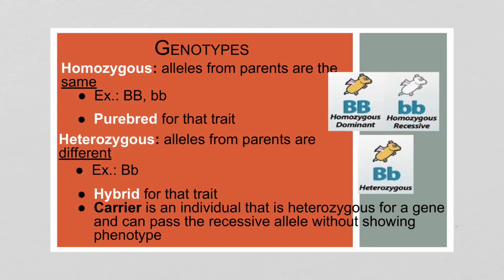The word heterozygous, hetero, means opposite or different. Heterozygous means that the alleles from the parents are different, meaning, in the case of simple inheritance, one is dominant and the other is recessive. And so that's what you see here with a heterozygote.